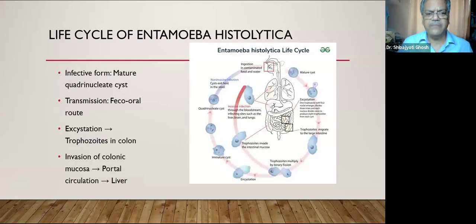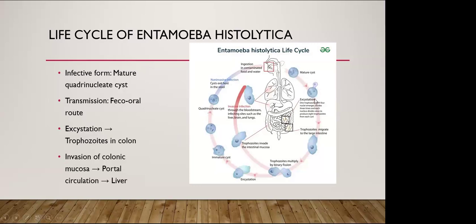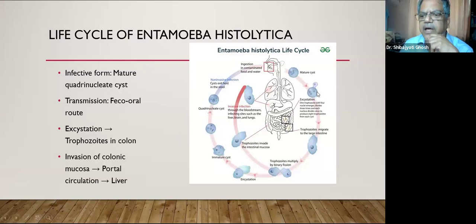If you look into the life cycle of Entamoeba histolytica, it is fecal-oral contamination. The Entamoeba histolytica enters our body through the oral route as a mature cyst.